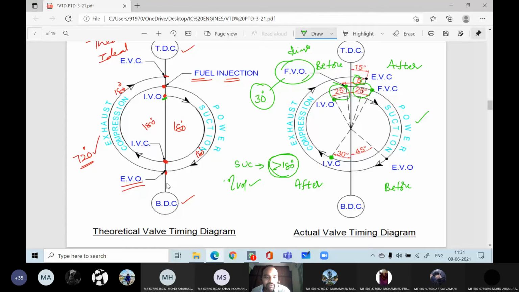Again there is a difference in exhaust valve opening. In the theoretical case, the exhaust valve opens exactly at BDC, but here the exhaust valve opens 45 degrees before BDC and closes 15 degrees after TDC. So the angle available for exhaust is 180 plus 45 plus 15, which is 240 degrees. Even for suction, it is 25 degrees before plus 180 plus 30 degrees after, which is 235 degrees. 235 degrees for suction, 240 degrees for exhaust.